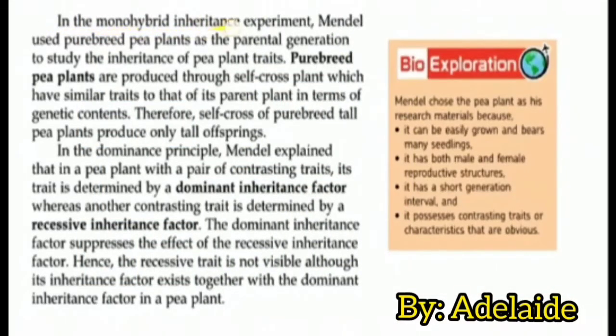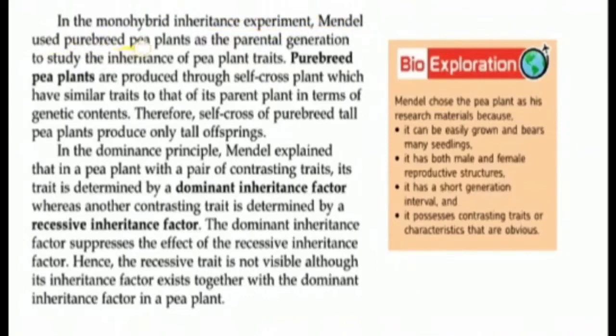In the monohybrid inheritance experiment, Mendel used purebred pea plants as the parental generation to study the inheritance of pea plant traits. So Mendel conducted an experiment to study about the inheritance of pea plant traits. Purebred pea plants are produced through self-cross plant which have similar traits to that of its parent plant in terms of genetic content. Therefore, self-cross of purebred tall pea plants produce only tall offsprings. So purebred pea plants are used in the experiment and they are produced through self-cross plant and they have similar traits to its parent plant.